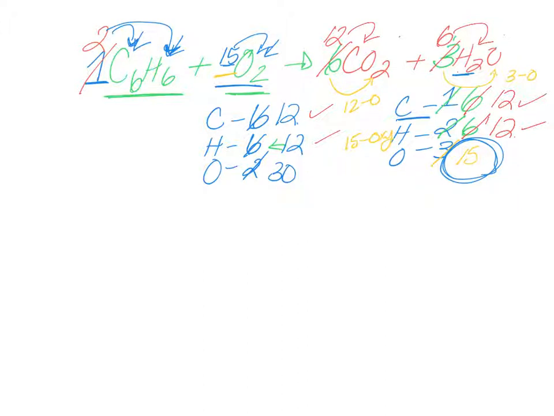Okay, now let's check the oxygens. So I have 12 times 2, so that's 24 oxygens in that one. And then I have 6 times 1 oxygen, so I have 6 more oxygens here. So I have 30 oxygens. And look at that, it balances out. Okay, let's try another combustion reaction.